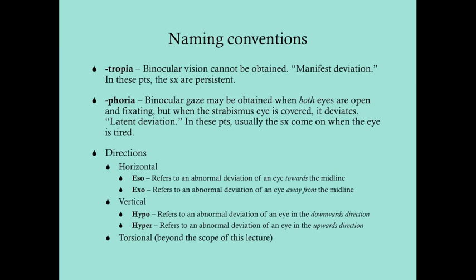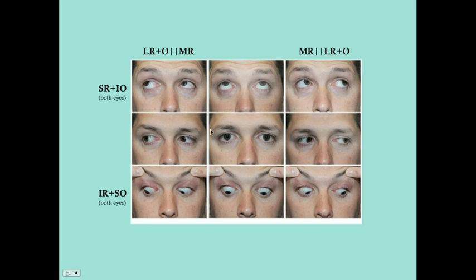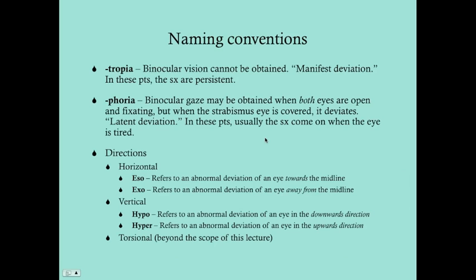A phoria, on the other hand, is where binocular gaze can be obtained when both eyes are open and fixating, but when the strabismic eye is covered, it deviates. So, for instance, this patient here. He looks normal, right? But if he had a phoria, you would cover the left eye, and if the left eye had an exophoria, meaning it goes away from midline, it goes outward. Once you uncover the eye, you're going to see that eye moving back into the fixed position. So with phorias, when you cover the eye, it moves into the strabismic, deviated position. And this is called a latent deviation. In these patients, usually their symptoms come on when the eye is tired.